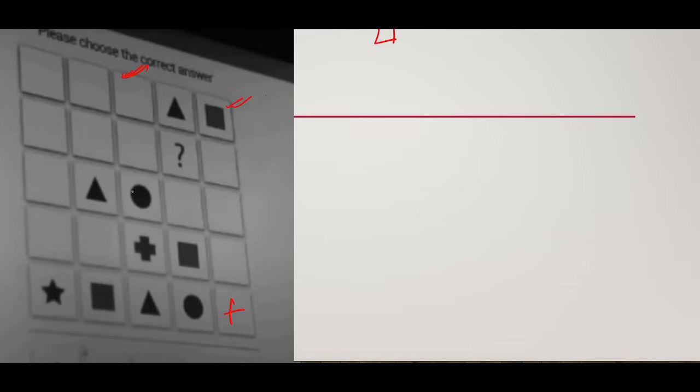So circle we cannot fill, plus we cannot fill, and triangle we cannot fill. So these three things we cannot fill: circle, plus, and triangle. The only option which we have is star. So here we can fill the star, because star will satisfy the condition for the row, and also for the column.